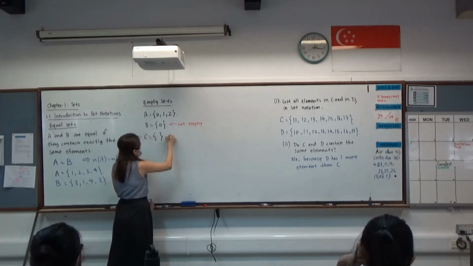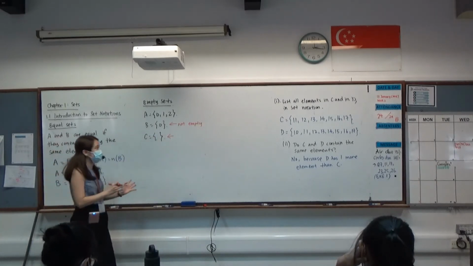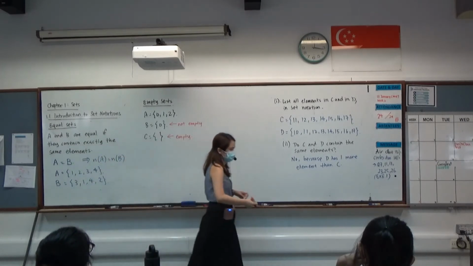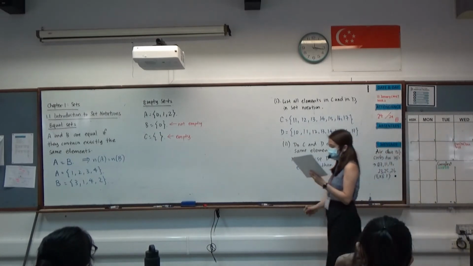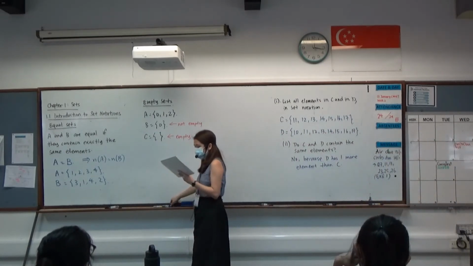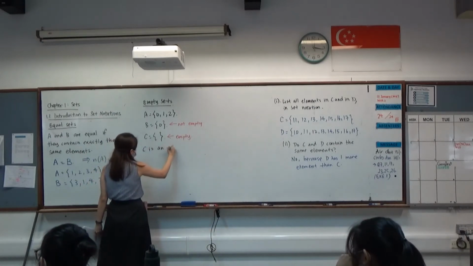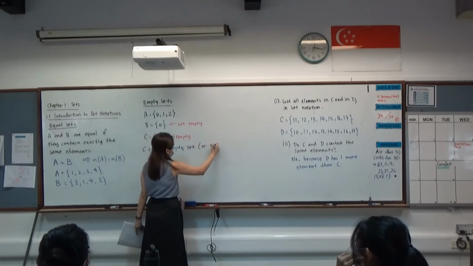But when it comes to an empty set, we will just have two curly brackets facing each other with nothing in between. Then this is empty. So call C an empty set. Sometimes we may call it a null set.